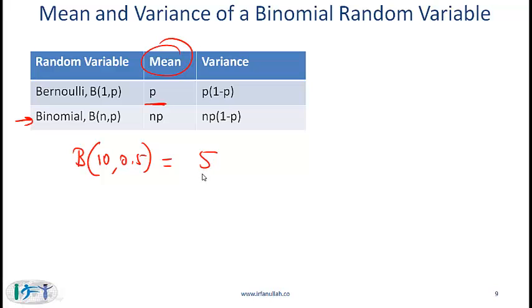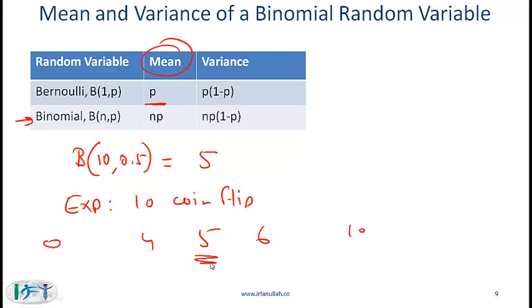Now, every time you do this experiment, where the experiment is defined as 10 coin flips, obviously you are not going to get 5 successes. Sometimes you might get 5, sometimes you might get 4, you might get 6, you might even get 0, you might even get 10 occasionally. So even though 5 is your expected value, the number of successes will be distributed around 5.